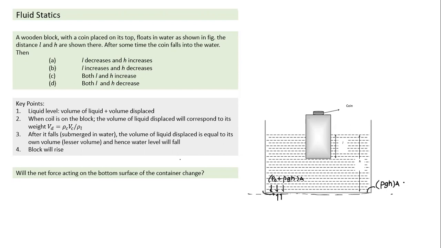And we can also express what the net force is equal to. This net force can be expressed in terms of the weight of water, whatever water is there inside the container, plus the weight of any other floating object. If any object is floating, the liquid is exerting a force of buoyancy, and that object also is exerting a force equal to the force of buoyancy. So what is the net force on the bottom? Weight of the liquid plus weight of all the objects which are floating or submerged.